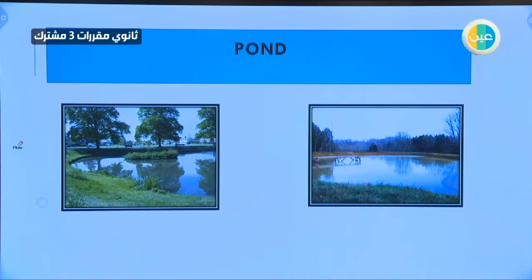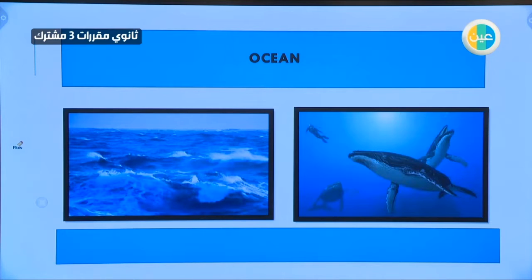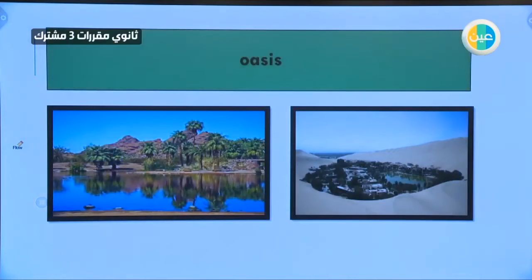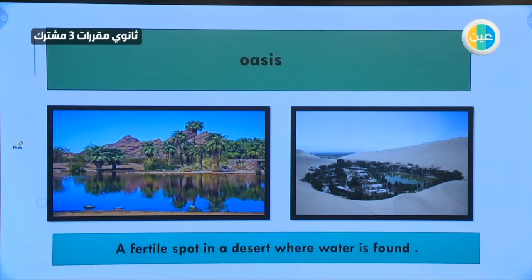For example, we call it pond. Pond, it's a small body of still water, quiet water, formed naturally or by embanking, like a lake or swimming pool and so on. Ocean, a large sea, a very large sea. Desert. Desert is a dry and barren area of land, okay, where there is no or little water and high temperature and so on. Oasis. Oasis is a fertile spot in a desert where water is found, in the middle of the desert.